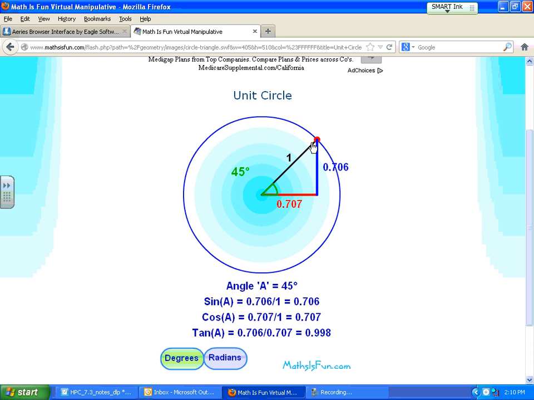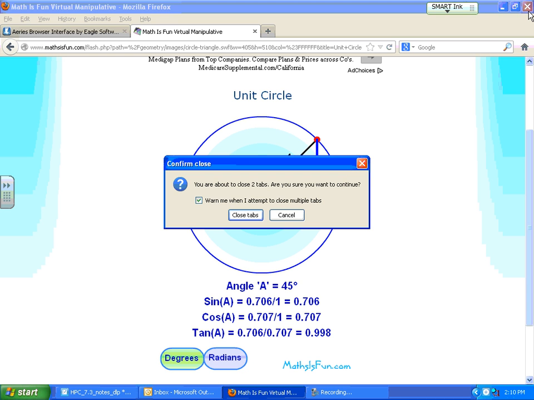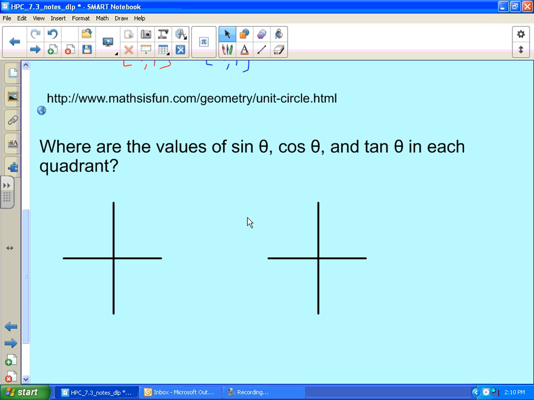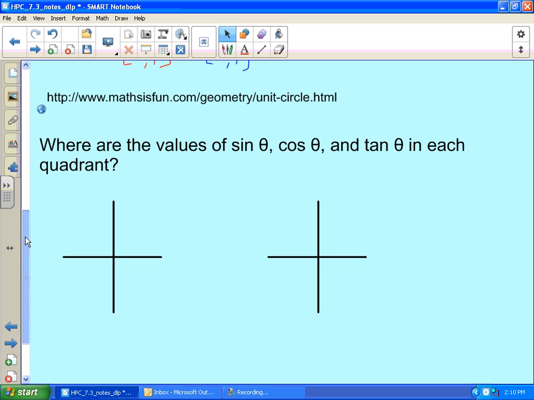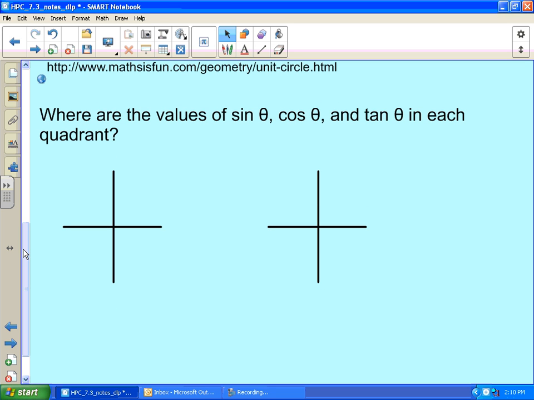We're not going to keep going, but you can see that there are those four places where my triangle disappears. Those are called quadrantals, and we're going to get to that in just a second. Keep the idea of x disappearing, y disappearing on the axes. So what are the values of sine and cosine and tangent in each of these quadrants?